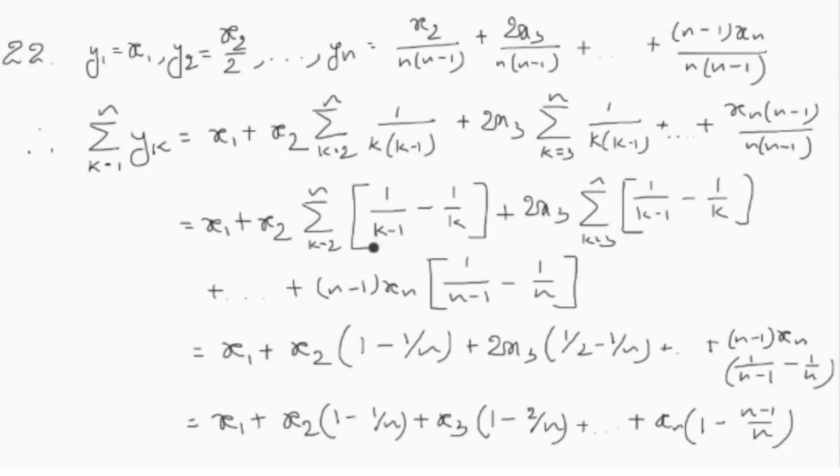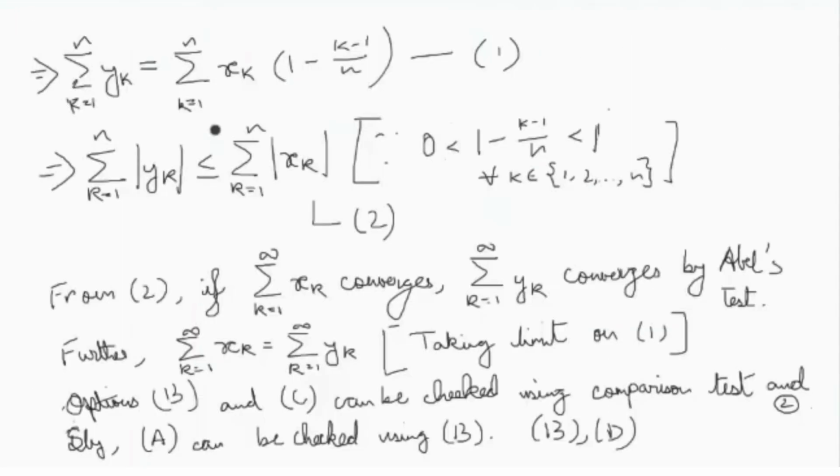Like for k is equal to 2, the first term is 1 minus half, the second term is half minus 1/3, and so on. So all the terms except the first and the last term get cancelled. So it's x1 plus x2 into 1 minus 1 by n plus twice x3 into half minus 1 by n, and so on, into n minus 1 xn into 1 by n minus 1 minus 1 by n. So summation yk comes out to be x1 plus x2 into 1 minus 1 by n plus x3 into 1 minus 2 by n plus dot dot dot xn into 1 minus n minus 1 by n. So this can be written down as summation xk into 1 minus k minus 1 by n.